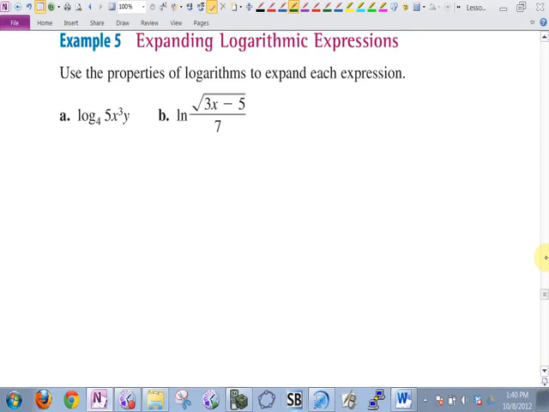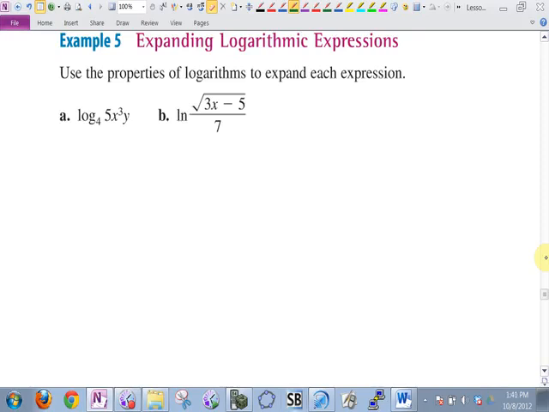There are two big things we like to do to practice these log rules, expanding and condensing. You better believe on Friday's quiz you're going to see some expanding problems just like this and some condensing problems, which hopefully we'll get to later. So let's expand the log base 4 of 5x cubed y.